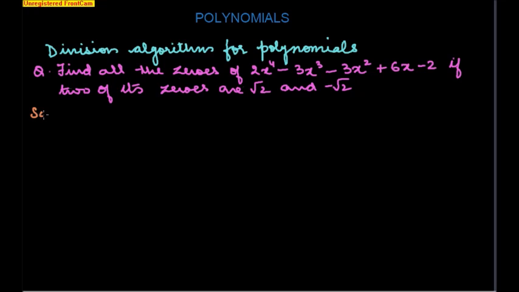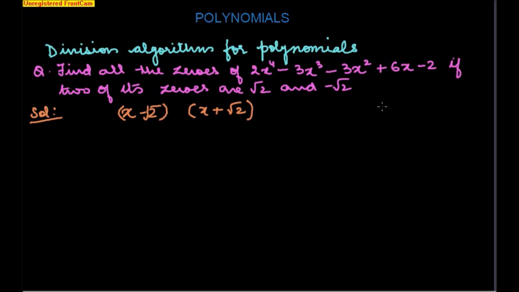Now if I say that root 2 and minus root 2 are the zeros, then x minus root 2 and x plus root 2 is a factor of this polynomial. We'll see to this again. Because it is plus root 2, we change the sign here, minus root 2 and x minus root 2, and here we have minus root 2, so we change the sign to plus root 2.